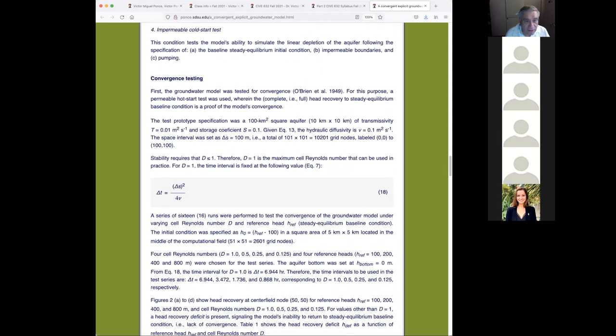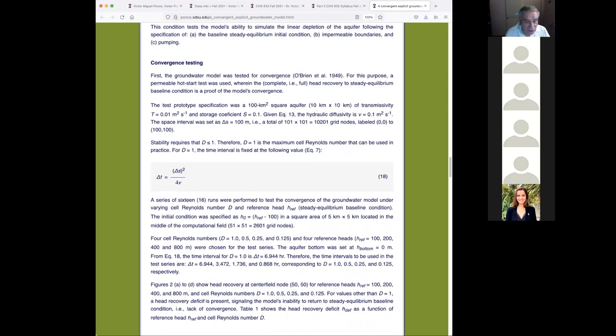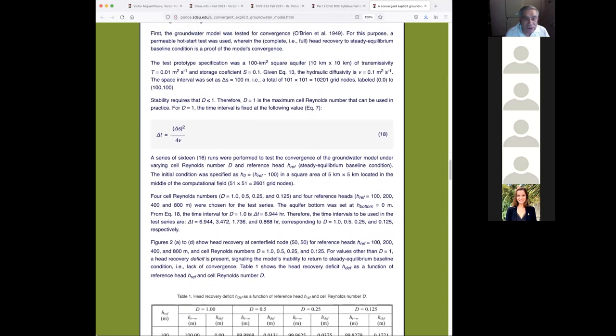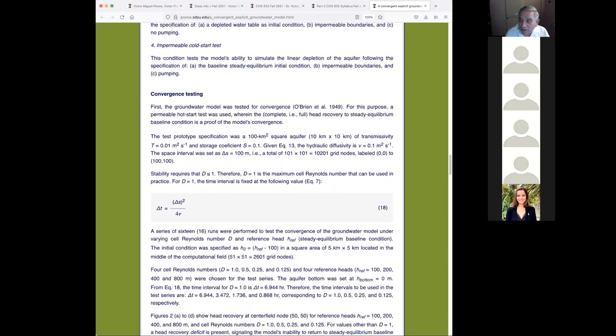Convergence testing. So we have some data in here. We want to see if the model was convergent. We knew it was stable because the cell Reynolds number was equal to 1, and theory and experience show that that is the case. You could not specify a D greater than 1 because it would bomb. 1.05 would be enough for the problem to go nuts, okay? So you had to specify D equal 1.